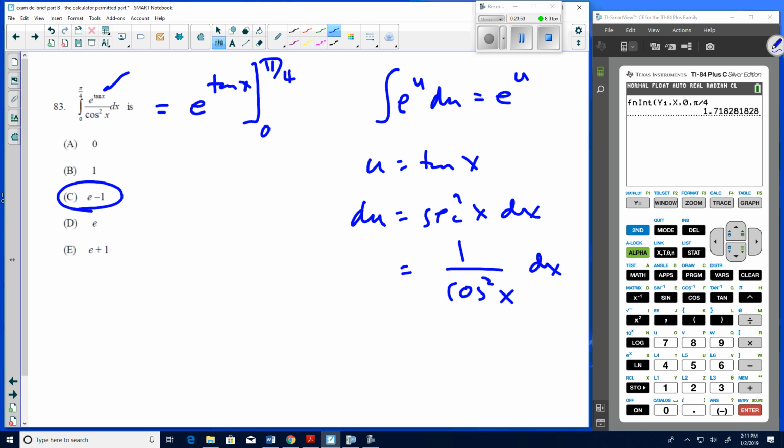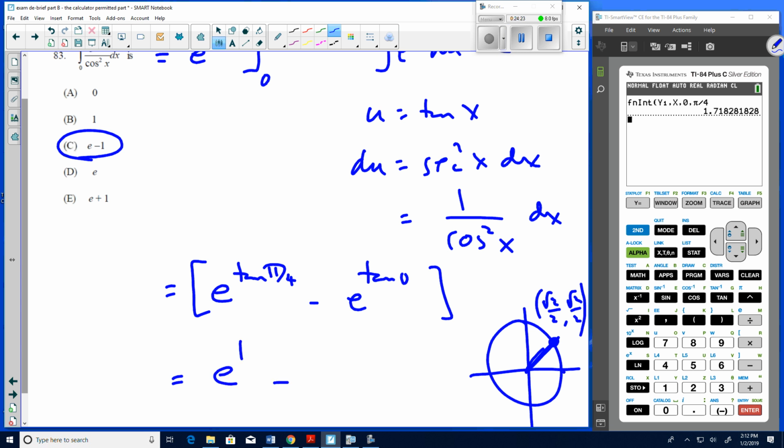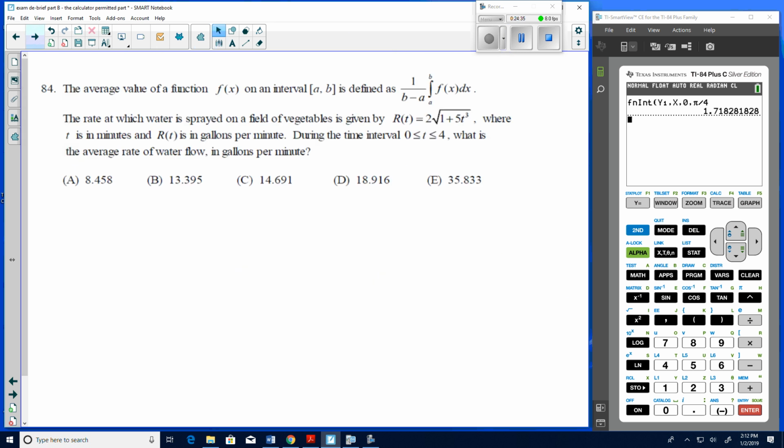So fundamental theorem, I use the upper bound first. I get e to the tangent of pi over 4. Take away e to the tangent of 0. And you should know some basic facts about the unit circle. So pi over 4 is right here, and the tangent, remember the ordered pair is root 2 over 2, root 2 over 2. Tangent's y over x, so this is e to the 1. And the tangent of 0, an ordered pair is 1, 0, y over x is 0, e to the 0. So e minus 1. Choice C. No calculator needed.